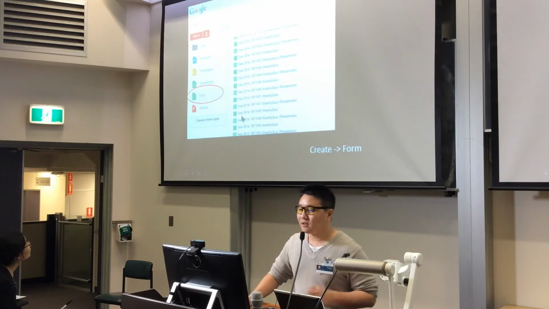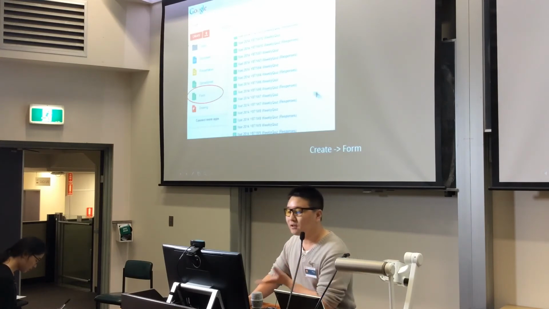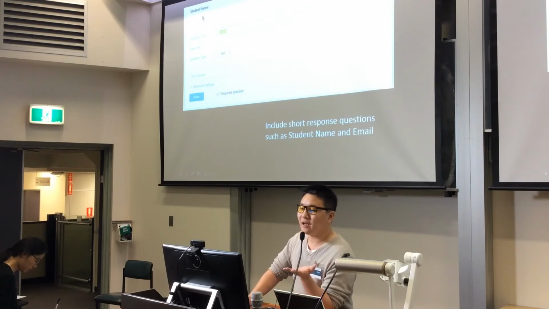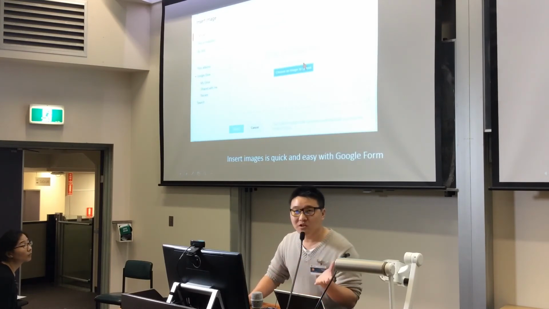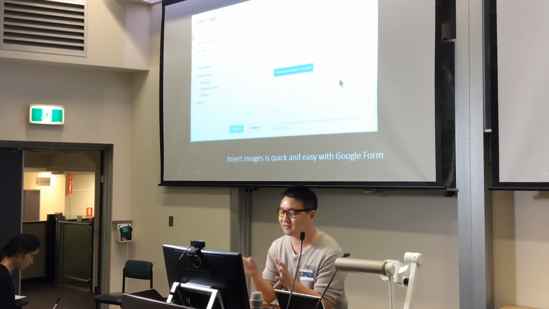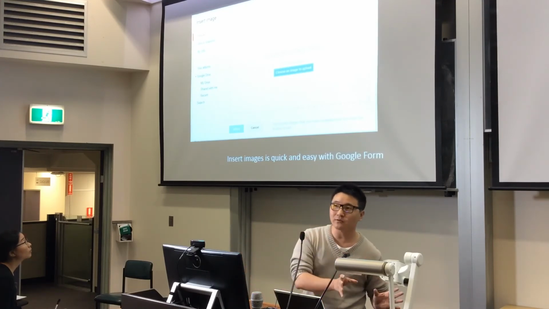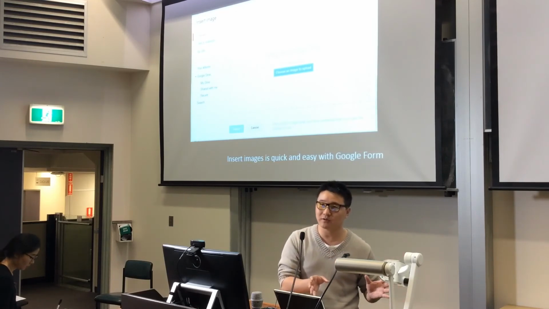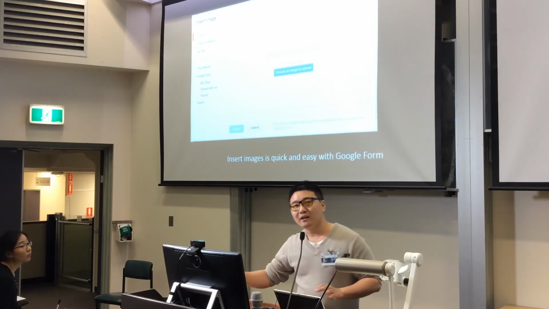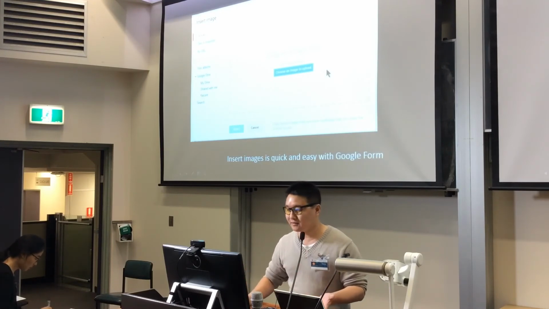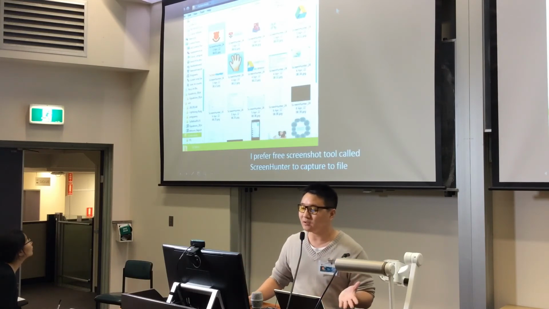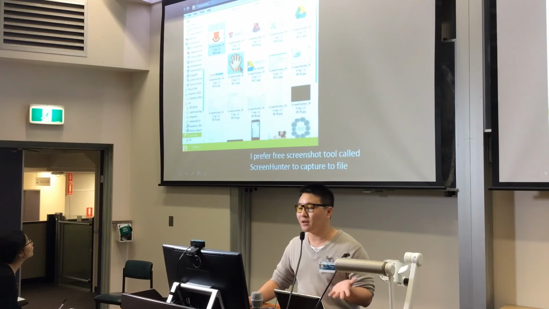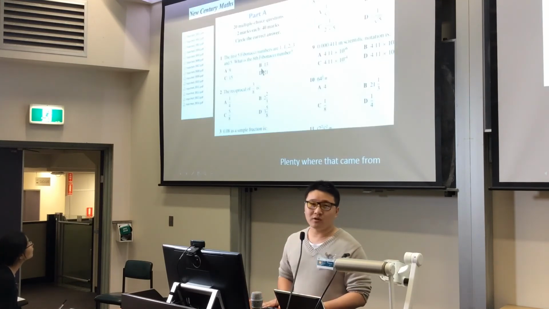Now to create a quiz, you go to create, you go to form, and you make sure you have them fill in their student name and email as a question for short answer. The beauty of putting images in is drag and drop, because this system allows you to just take a screenshot of a multiple choice question from somewhere and just drag the file into Google Form, and that allows you to create a quiz. It's just like that. Now, I use a software called Screen Hunter. Every time I take a screenshot, everything gets saved into a file, so I can drag and drop into Google Form.